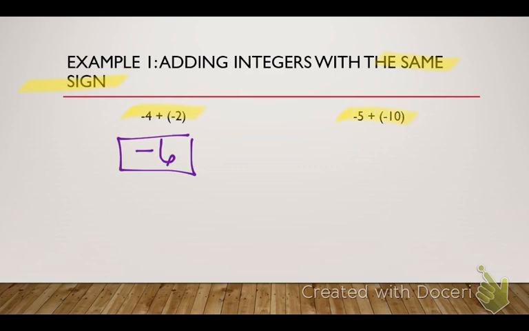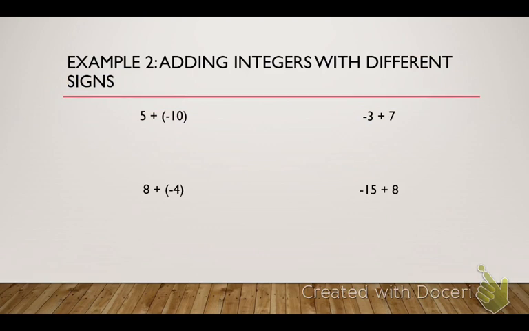Because of the example, it is the same sign again. Same sign, add 5 plus 10. 15. And keep the negative sign, -15. All right? Questions? Same sign, add and keep. That's the first part of our little catchy saying there.